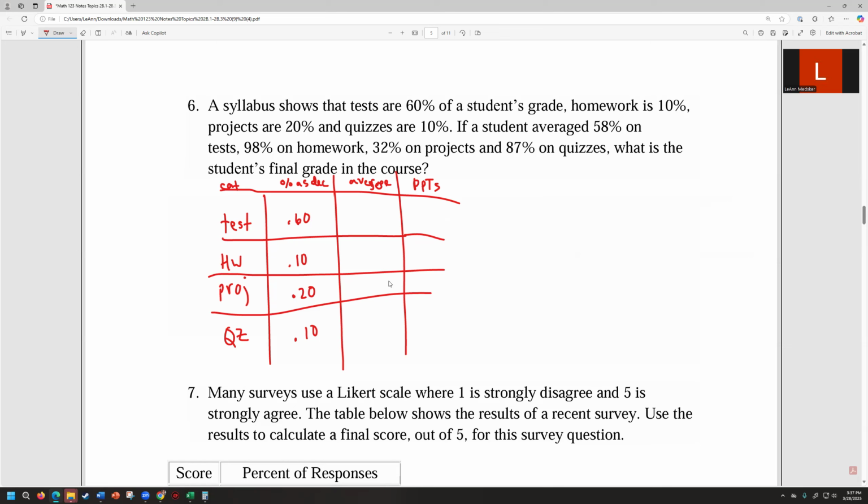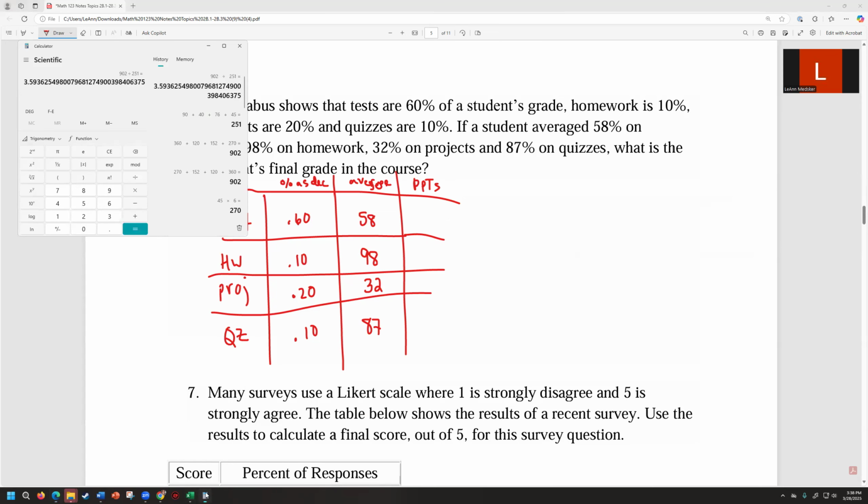Now this you do not convert to decimal form, because this is their scores. These are their actual scores. This is the weight, this is the scores. So when they averaged all their tests together, they averaged at a 58. Their homework was averaging at 98, so they're doing really good in homework. Maybe they didn't turn in one of their projects, so they've got 32 as the average on the projects, and they've got 87 as the average on the quizzes.